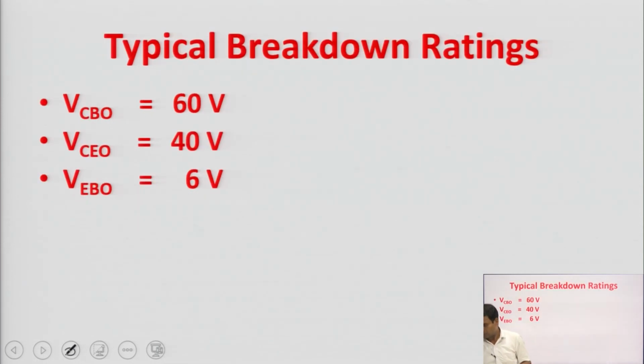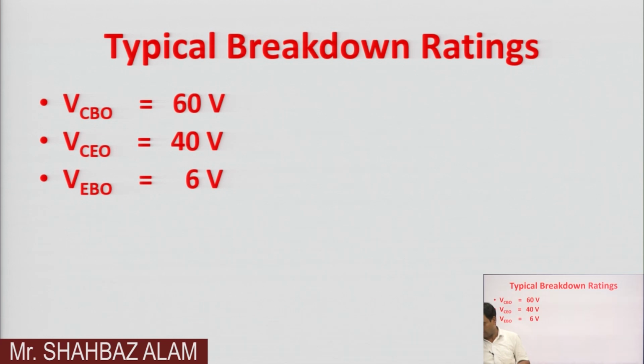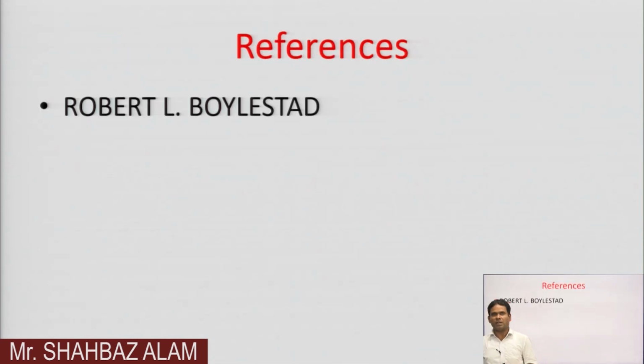Now, the typical breakdown voltage ratings of a transistor: VCBO equal to 60 volt, VCEO equal to 40 volt and VEBO equal to 6 volt. These are the breakdown ratings of the transistor.